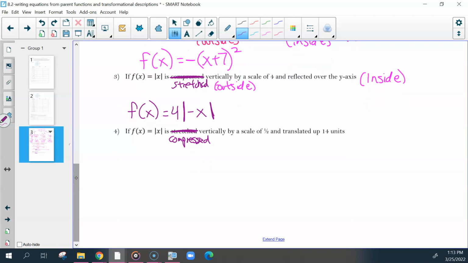For the next one, it's compressed vertically, so they're telling us it's vertically compressed, so that's going to be on the outside. We're going to multiply it by that scale factor, and then it's being translated up 14 units. Up would be outside or inside? Is it vertical or horizontal? Vertical. And vertical is outside or inside? Outside.